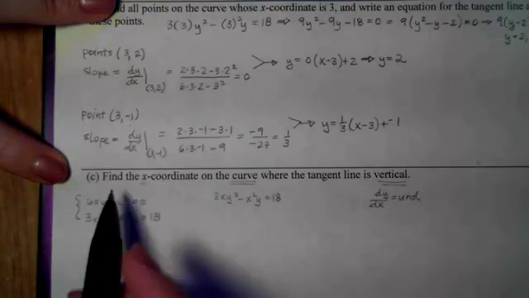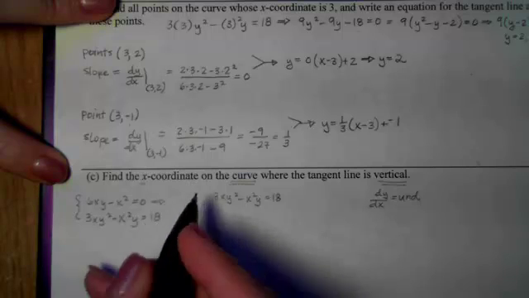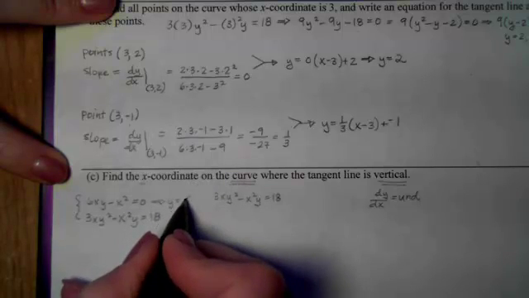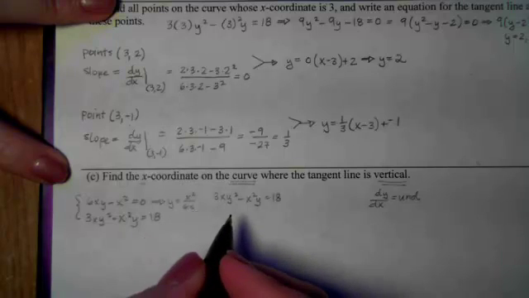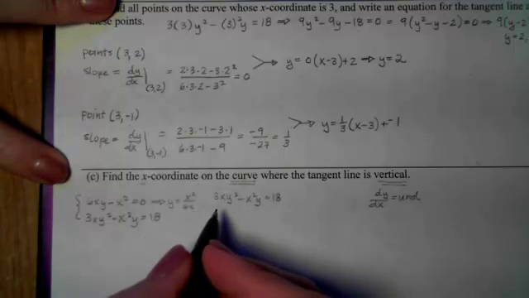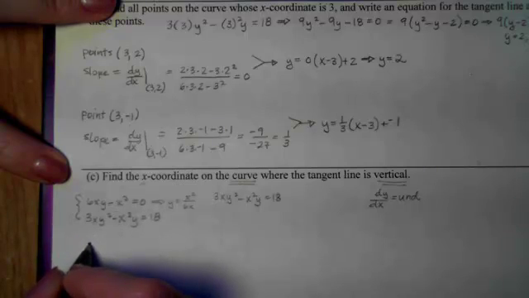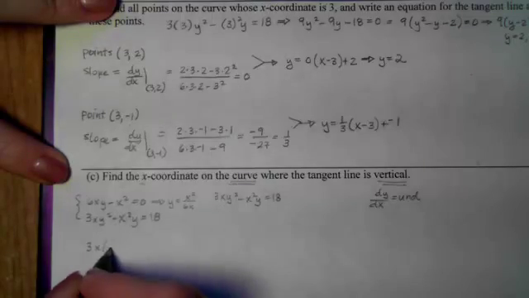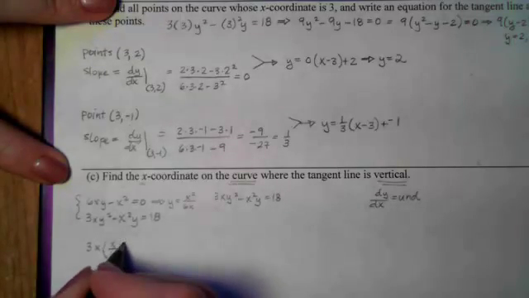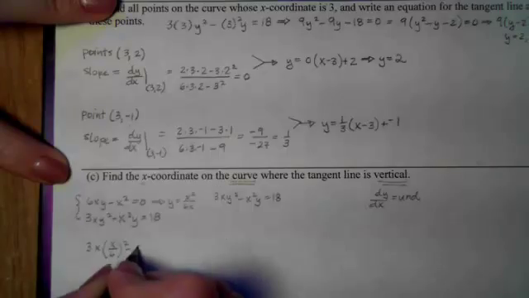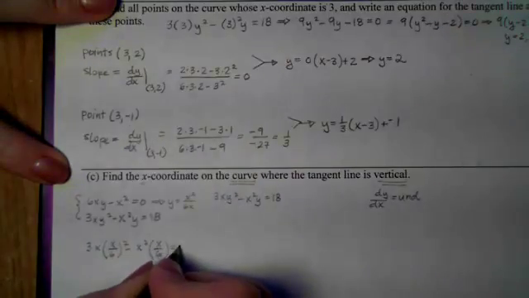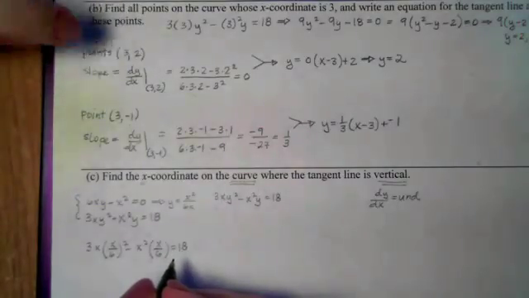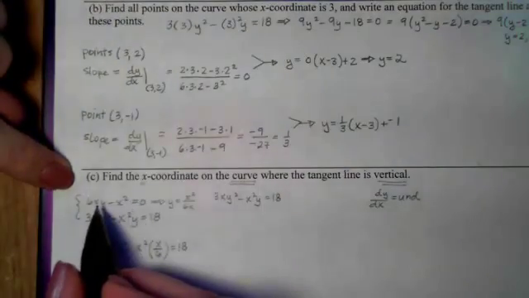But if we look at the top, we can isolate that y and get an x squared over a 6x, which in this case is going to be an x over a 6. So I can now replace that and get a 3x times an x over 6 squared minus an x squared times an x over 6. That should equal 18.